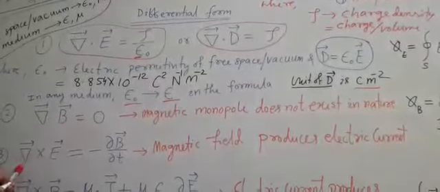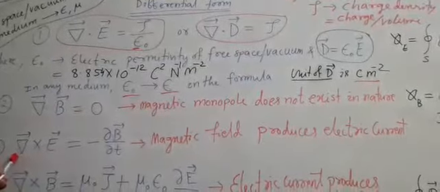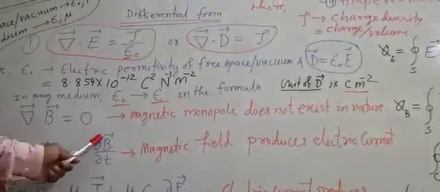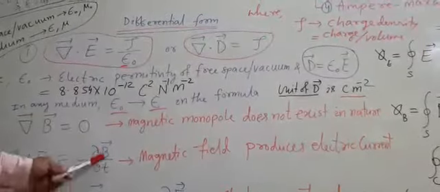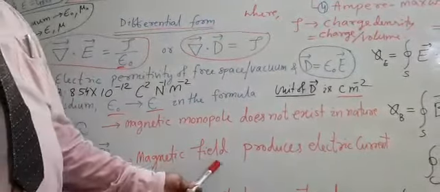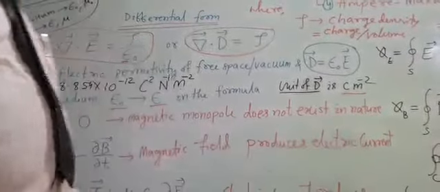Okay, then the third equation, Faraday's law. Faraday's law is curl of E is equal to minus del B by del t. What is the objective of this Faraday's law? The objective is that a changing magnetic field produces an electric field.